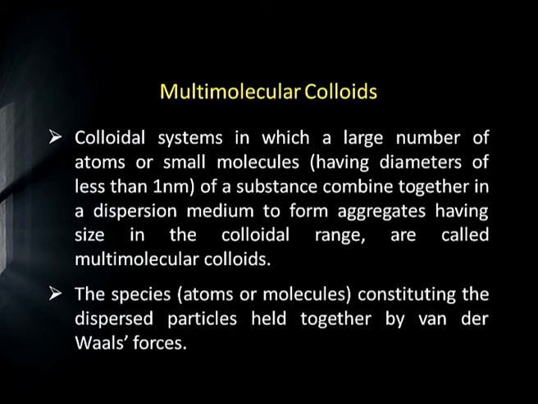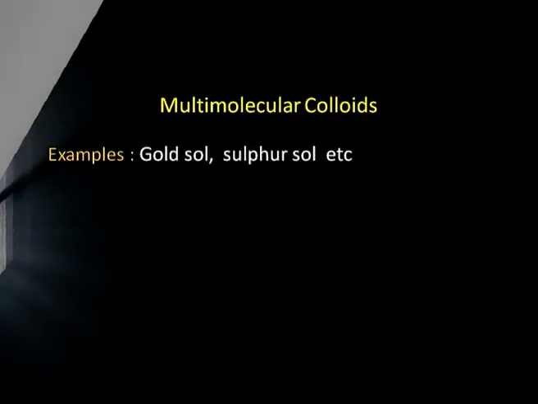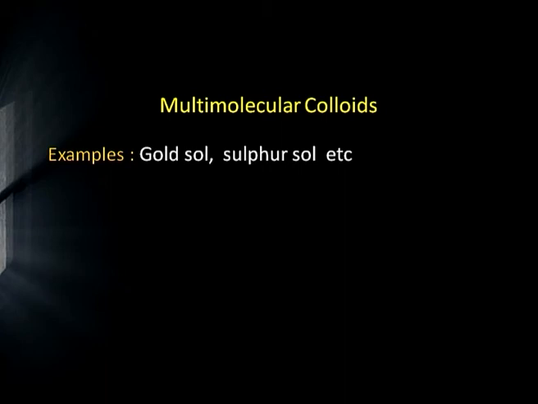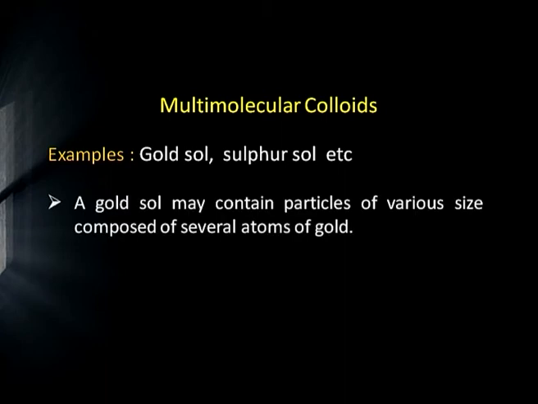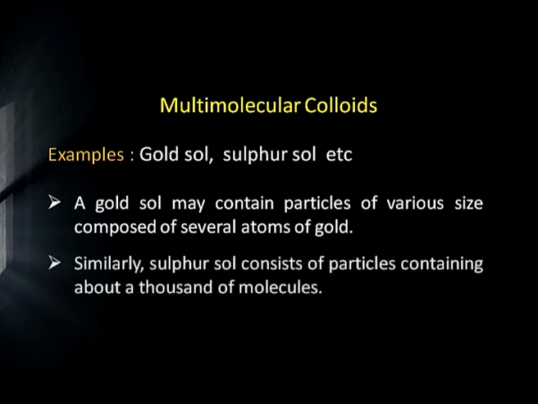These species, which are small molecules or atoms or ions, are held together in the aggregate by weak van der Waals forces. We have the example of gold sol, sulfur sol, etc. A gold sol may contain particles of various size composed of several atoms of gold, that means dispersity. Similarly, sulfur sol consists of particles containing about 1,000 molecules. You have come across this sulfur sol.